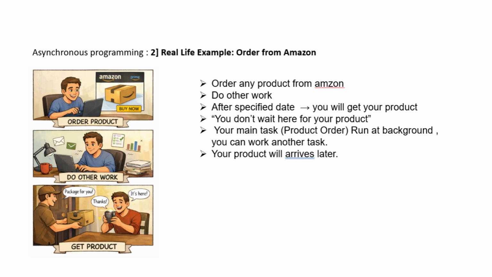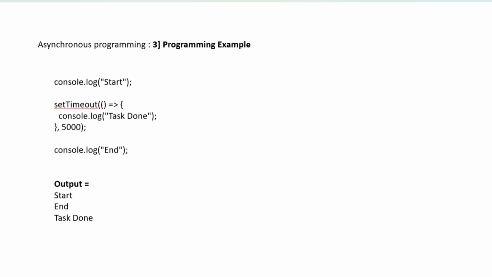So let's see example number three of asynchronous programming in programming way. Here I have written the first line console.log. Inside the brackets I have written a start message, and on the second line I have added setTimeout. It is a callback function. Don't worry if you are not getting this right now. We will discover what setTimeout is in upcoming videos.